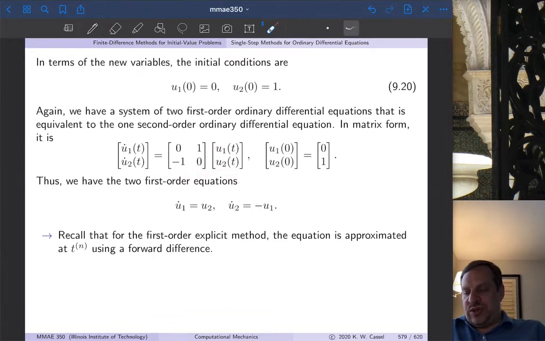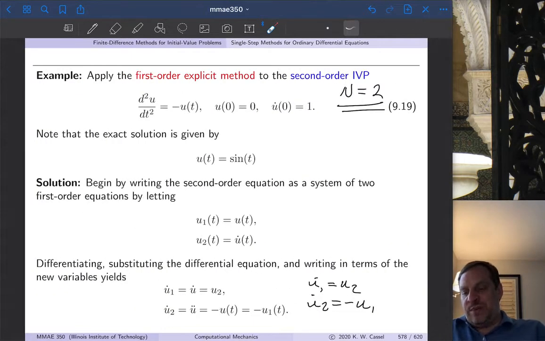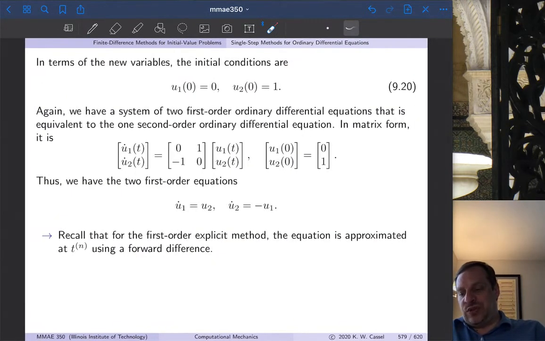Okay, now the initial conditions. Remember we had u at 0 is 0, u dot at 0 is 1. We translate those into the new variables, which means that u1 of 0 is 0 and u2 of 0 is 1, which is written here as a vector. So the vector u1, u2 is equal to 0, 1 at t equal to 0.